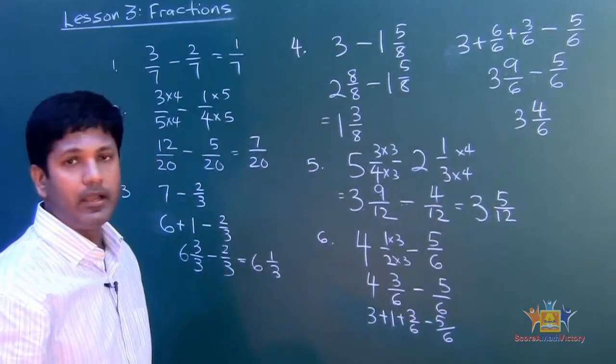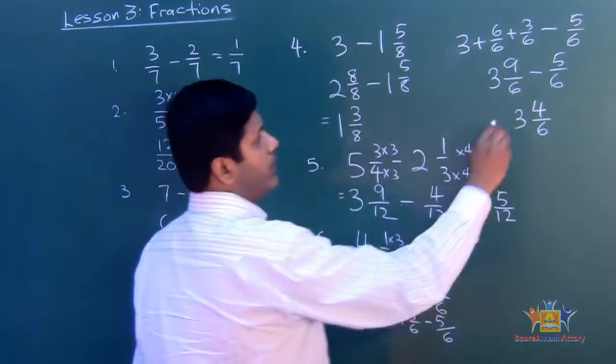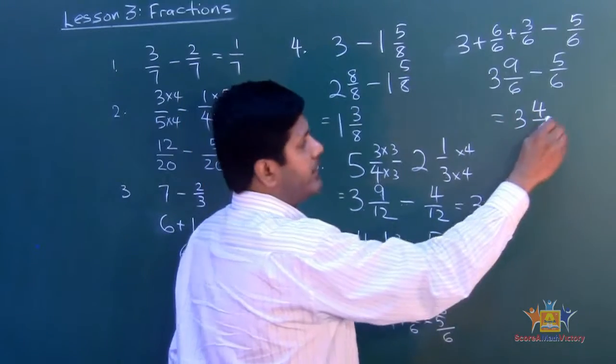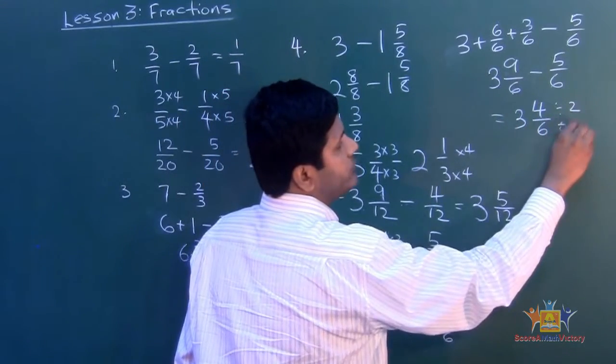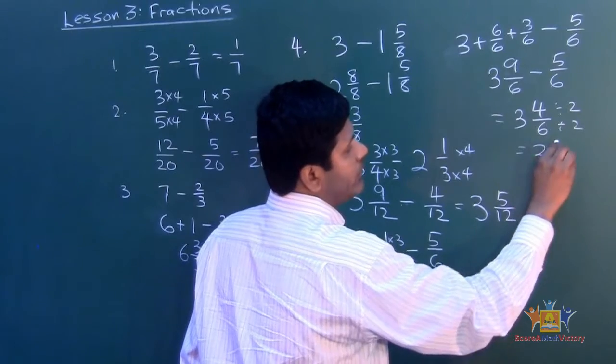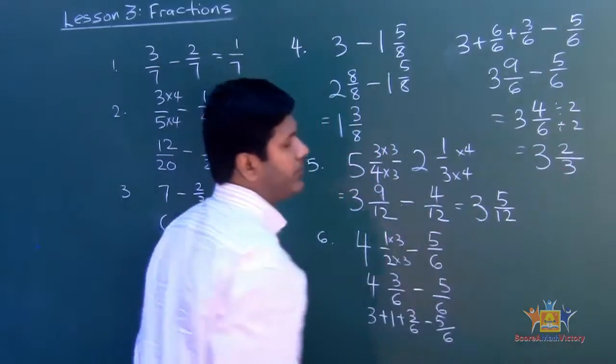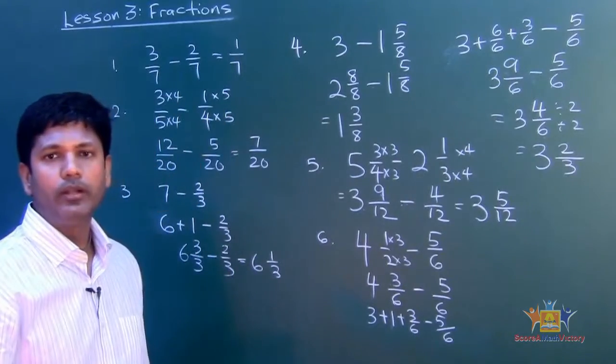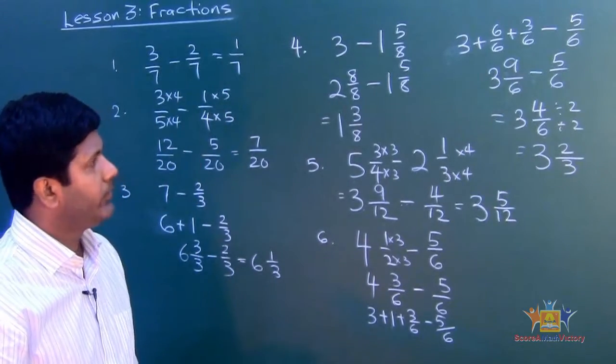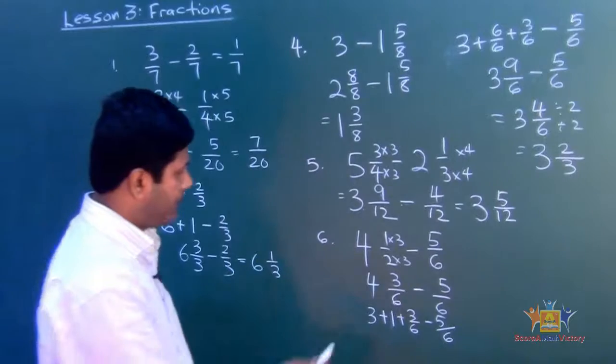Alright? Am I done? No. Why? Because I can simplify. I can divide this by 2. I can divide this by 2. 4 divided by 2 is 2. 6 divided by 2 is 3. So that makes it 3, 2 over 3. Alright? Pretty easy, isn't it? Very straightforward. Okay? So keep in mind.